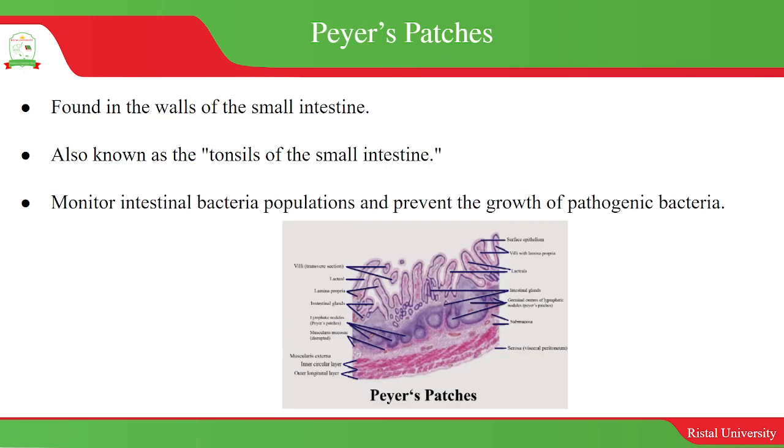The other lymphatic organs are the Peyer's patches that are found in the walls of the small intestines. They can be referred to as the tonsils of the small intestines. They also play an important role in protecting the intestinal bacterial population by preventing the growth of bad bacteria, what we call pathogenic bacteria.